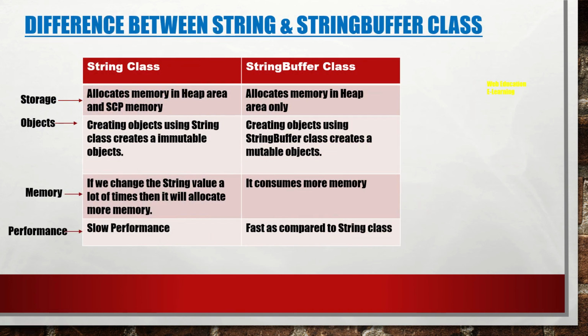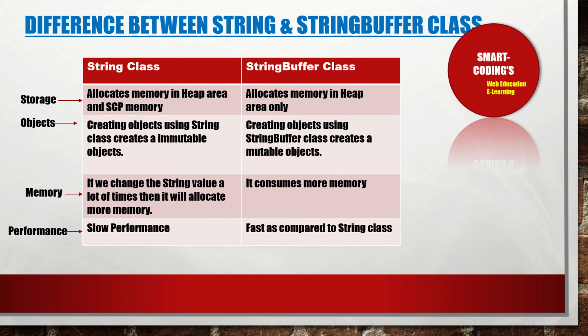Now, as I've said, the string class and string buffer class are used to create string objects. So let us know the difference between the string class and the string buffer class. In terms of these points, we will be differentiating between these two classes, that is storage. It allocates memory in heap area and SCP memory area. Whenever we create an object using string class, we can create using new and without new.